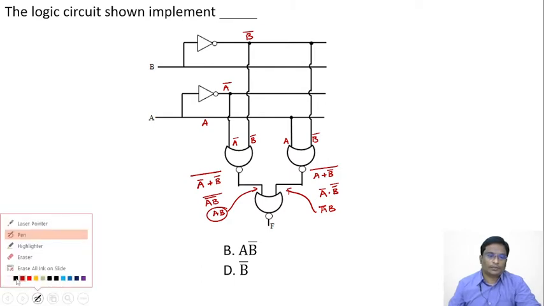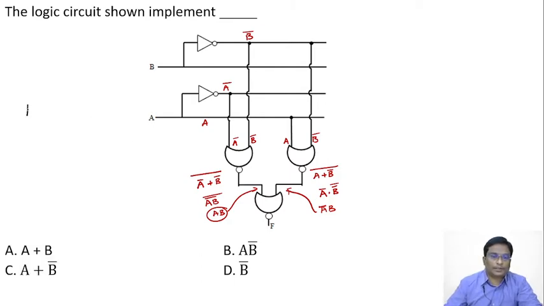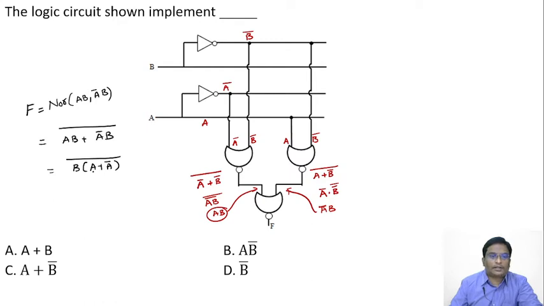This output F is nothing but again a NOR gate, NOR of AB comma A bar B. Or this is (AB plus A bar B) whole bar. And here if I take B common, this is (A plus A bar) whole bar. A true literal and its complementary literal add up to 1. This is 1 whole bar.